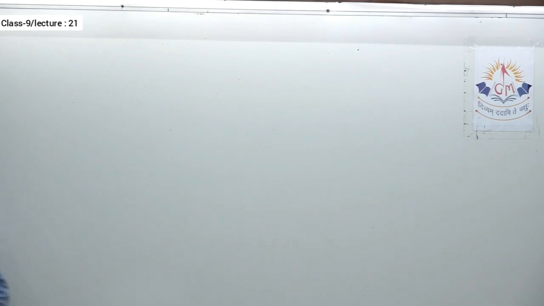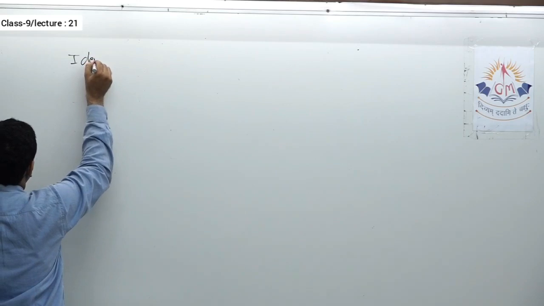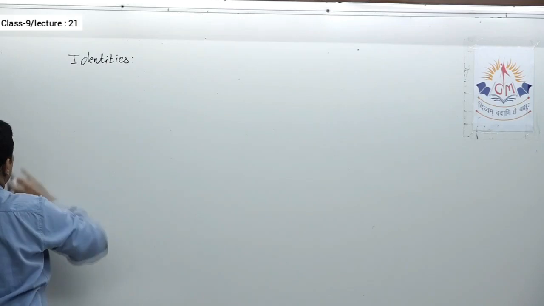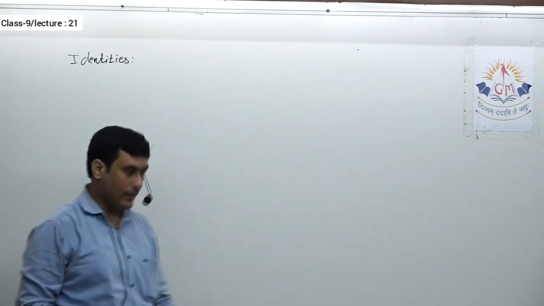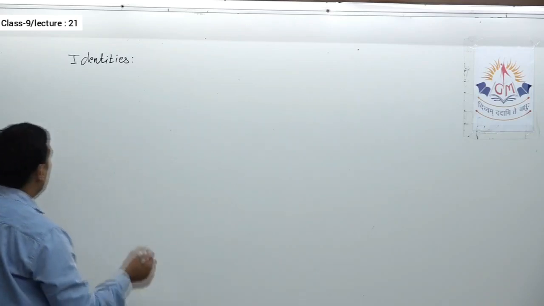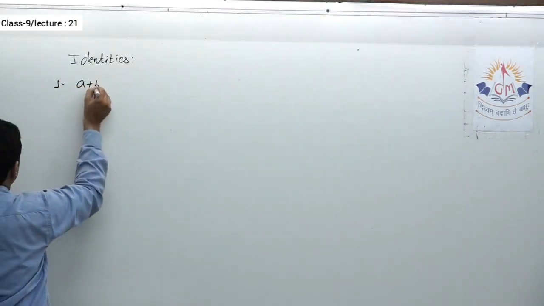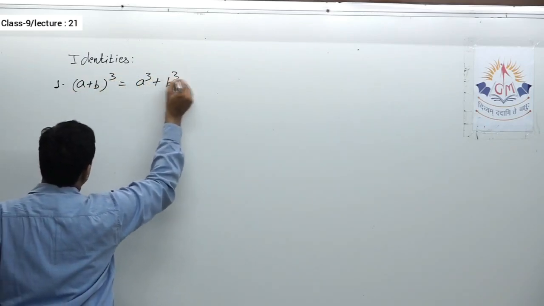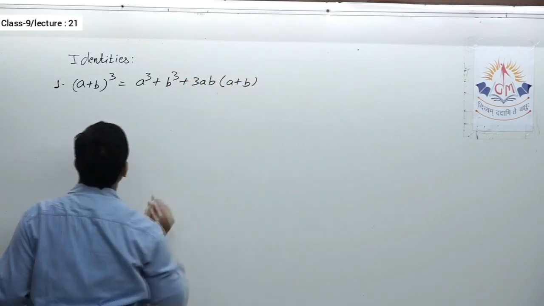Okay, so now we'll see some more identities. Till now we saw 4 identities, that is (a plus b) whole square, (a minus b) whole square, a square minus b square, and this (a plus b plus c) whole square. Now we'll come to the next set of identities. Here the very first identity is (a plus b) whole cube, that is a cube plus b cube plus 3ab multiplied by (a plus b).